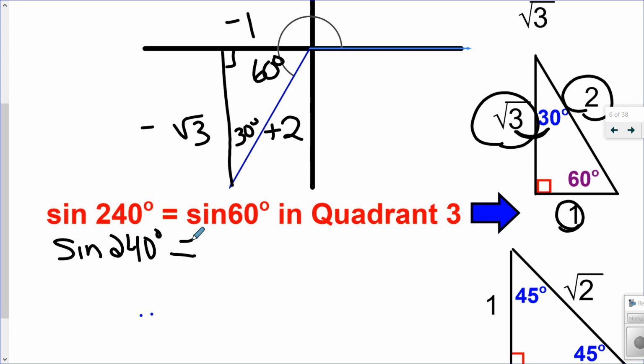So sine of 240 is equal to sine of 60 in quadrant 3. Sine of 60, again, is opposite over hypotenuse, which is negative root 3 over 2. Nothing to rationalize or simplify, so that should be my final answer. But again, the calculator, that's our best friend in trig.